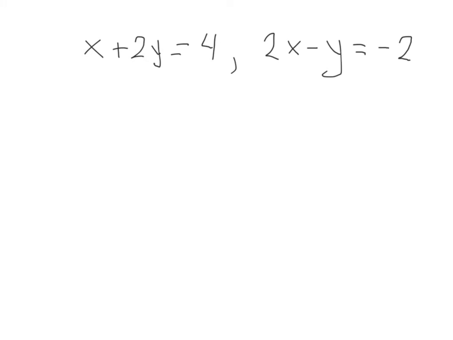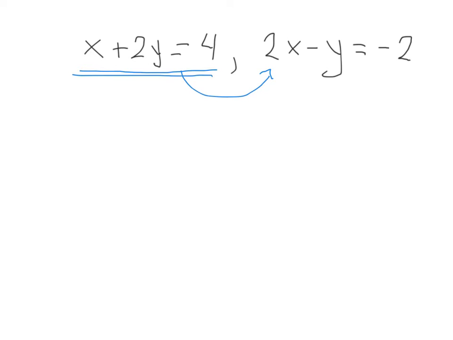Let's go through a few examples. In our first example, we have two lines, x plus 2y equals 4 and 2x minus y equals minus 2. Let's say I want to solve for the point of intersection of these two lines. I'm going to show you two techniques. The first is called substitution. In substitution, what we do is we solve for one of the variables in one of the lines, and we substitute that into the other line to solve. So it looks something like this.